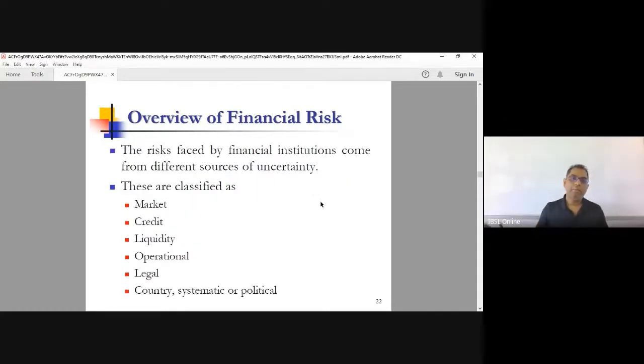So what impacts that financial risk? There are various things that come into incorporating that risk. Let me give you a few examples. What is market risk? Now we've discussed it at length. What is market risk?